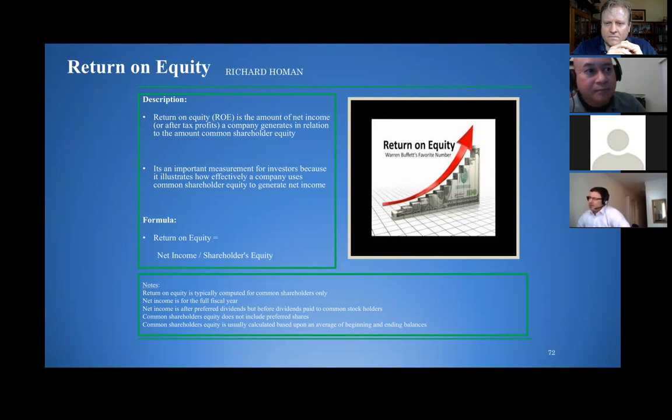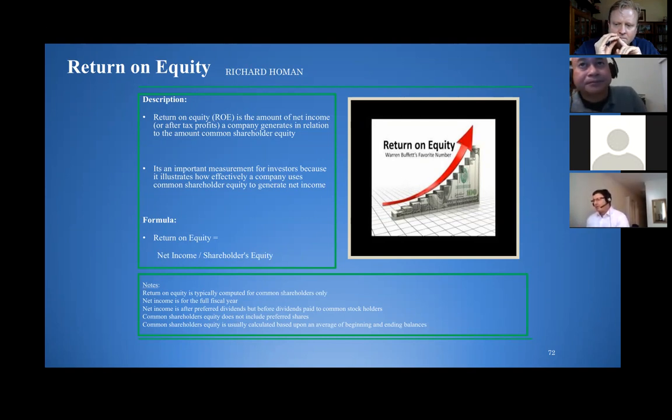You can see in the formula, return on equity is simply net income, and again, it's based upon its after-tax profits, and its shareholders' equity. It's important to note that return on equity is computed for common shareholders' equity only, so it doesn't include preferred. It's common only. It doesn't include the preferred shares, and it's net income based upon the full fiscal year.